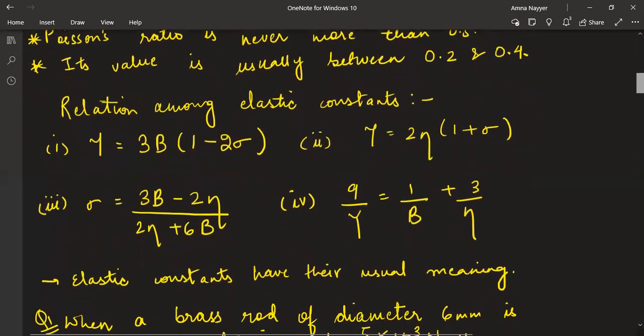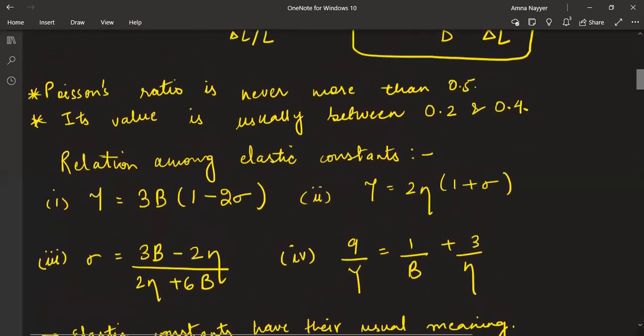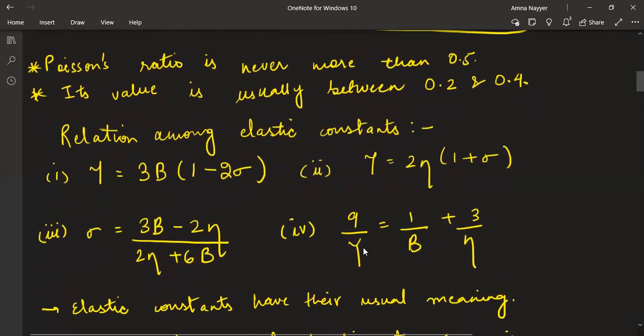Now see, this part is just from your numericals part. Just remember these 2 points: the Poisson's ratio cannot be more than half. It has to be 0.5 maximum. Usually it is between 0.2 to 0.4, like 0.23, 0.39, you'll find the Poisson's ratio's answer like this. Now, these 4 points are just certain relations. These are not very helpful for you. You have to apply the proper formula, and these are just shortcut values.